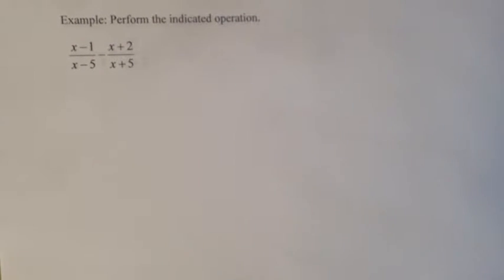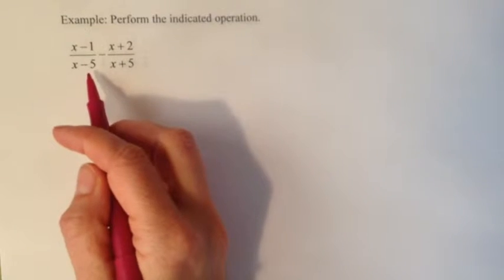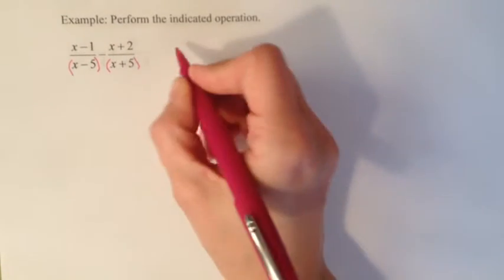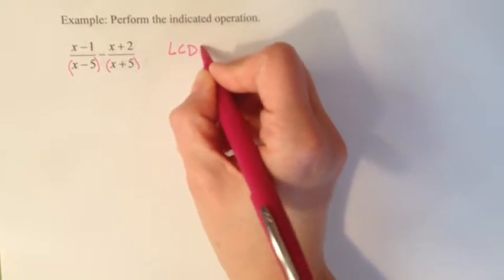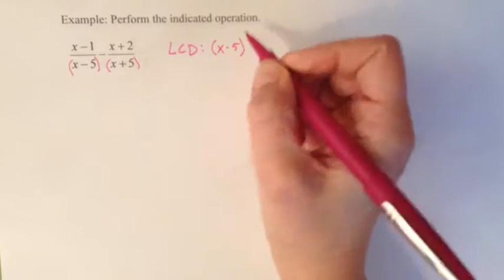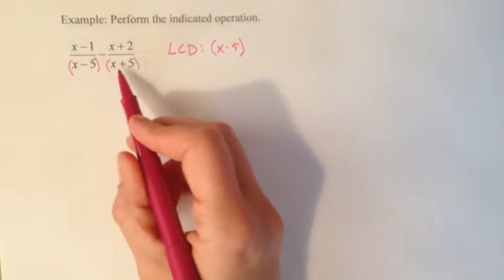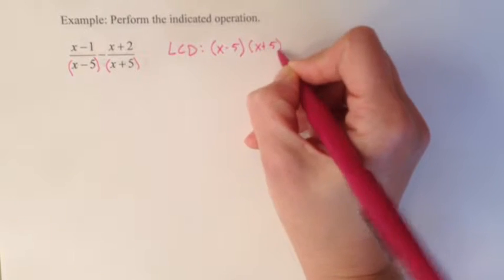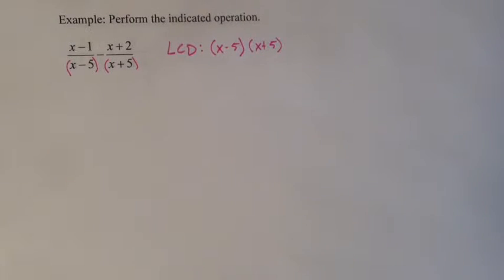Our first step is to find the least common denominator. I look at my 2 denominators and I notice that there's nothing there to factor. So all I need to do is write down my least common denominator. My first denominator has an x minus 5 in it, so I need an x minus 5. My second denominator has an x plus 5, so I'll need an x plus 5 for my least common denominator. My next step is to build up each fraction so that it has the least common denominator for its denominator.